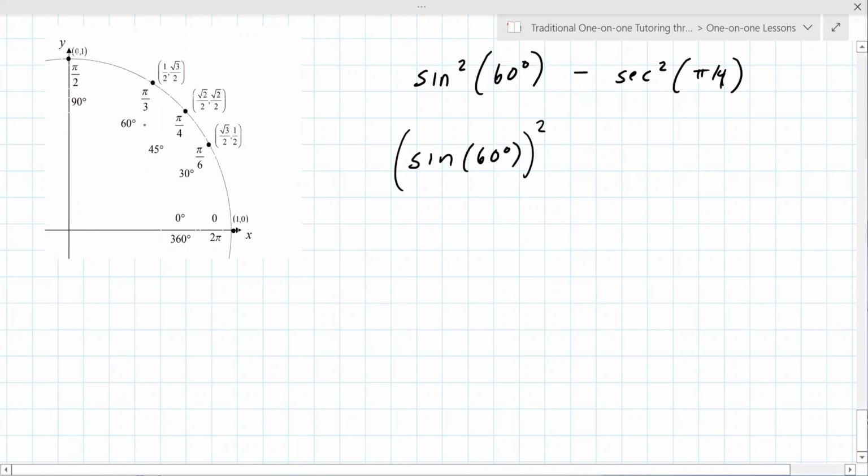So the sine of 60 degrees is √3 over 2, and then you square it. When you square a square root, it undoes the square root, but the 2 on the bottom gets squared like that. Is that okay?